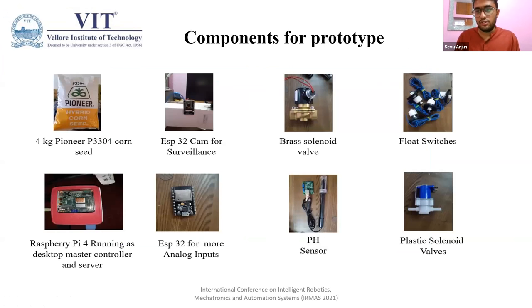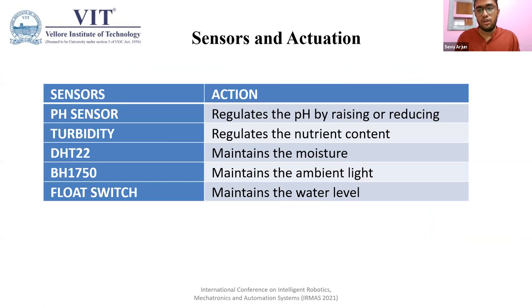These are the components which we actually bought and just started with. Let us see what sensors are used and what action they will do. The pH sensor regulates pH by raising or reducing it, and then turbidity. Turbidity is basically the total dissolved solids. If we take water and dip the sensor, it will tell the amount of solids inside the water, so that we can recognize the amount of nutrition in it. If the TDS goes down, it means the nutrition present is going down, or if the TDS goes up, we can identify there is enough nutrition in the water.